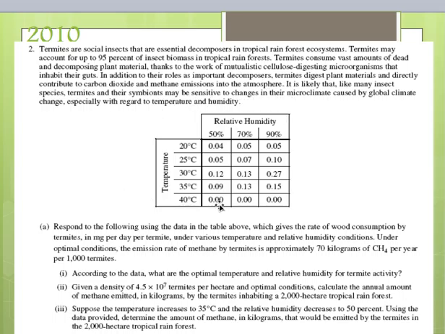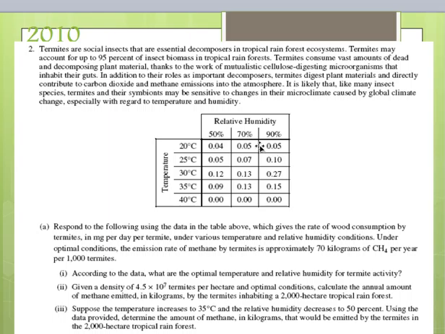And anytime they give you a table, take a look at the table and try and draw some conclusions from it before you even begin to read. Okay, so this has relative humidity across the top and temperature. And it does tell me at the beginning of this, the table above gives the rate of wood consumption by termites in milligrams per day per termite under various temperature and relative humidity conditions.